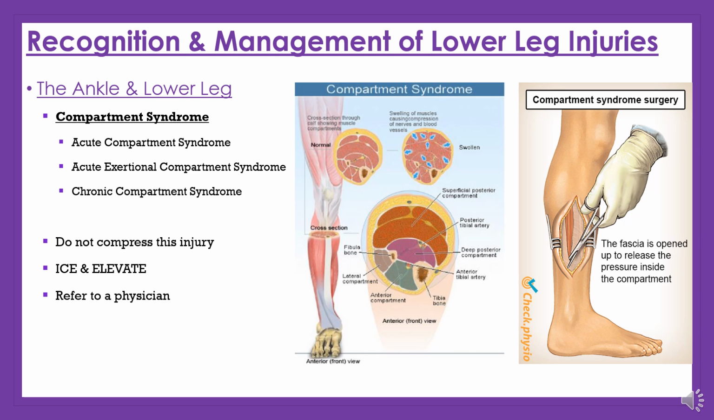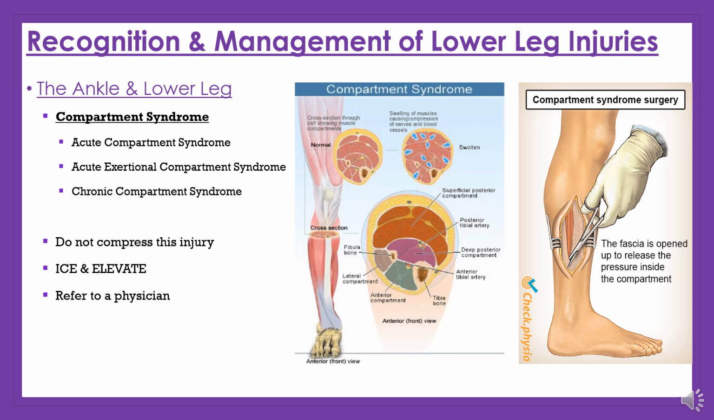There are several different types of compartment syndrome, so it's important to be able to recognize each one, because there's a slightly different way of caring for them. There's definitely a different amount of urgency to each type. Acute compartment syndrome is the worst one. Okay, so this is a medical emergency. This needs to get recognized and referred to a physician immediately.